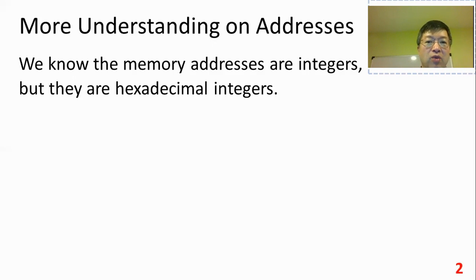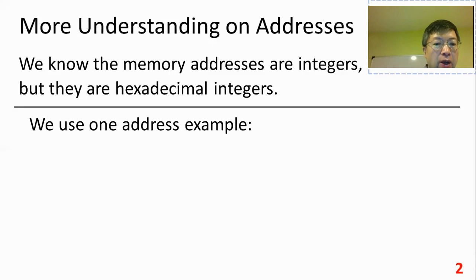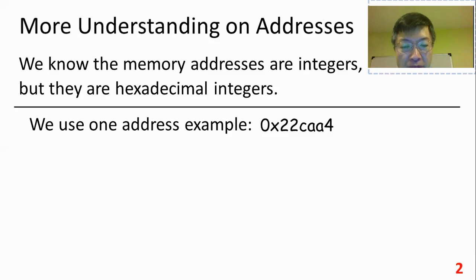So why is that? So we will see later. We use one address example, because through this example, we can show all the details about hexadecimal numbers. So this is the hexadecimal number we used in class.